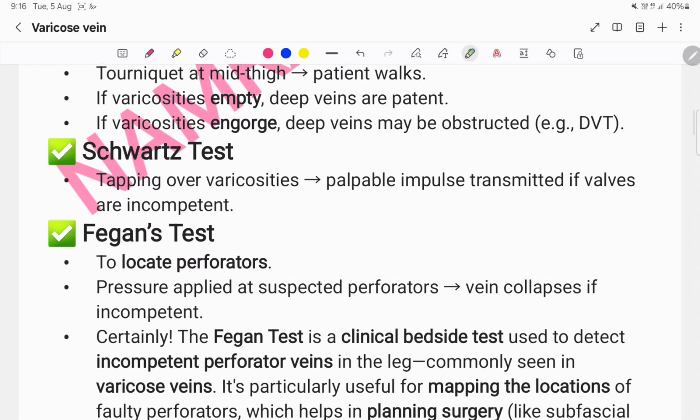Next is Swartz test. It is also known as tap test. We tap the varicosity and palpate the impulse proximal to it. If tap test is positive, then it is like normal.